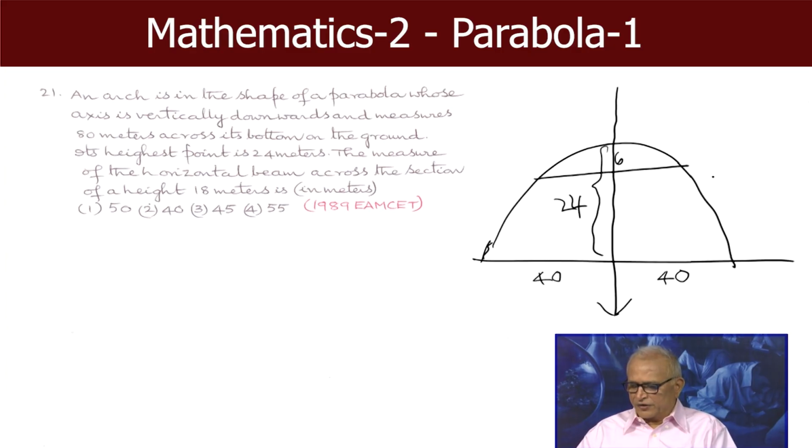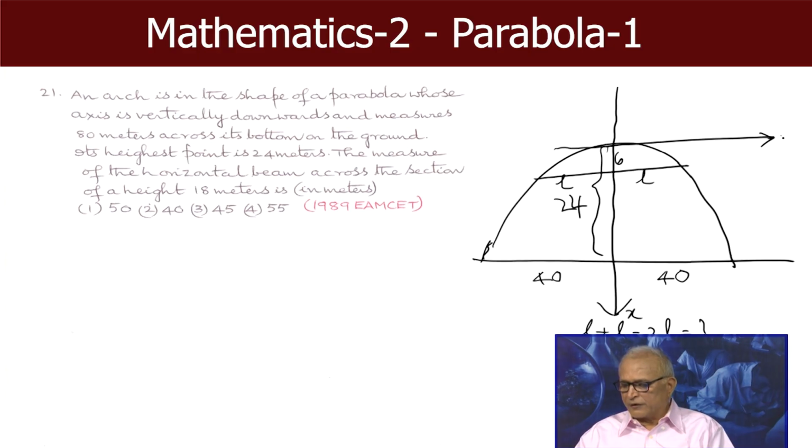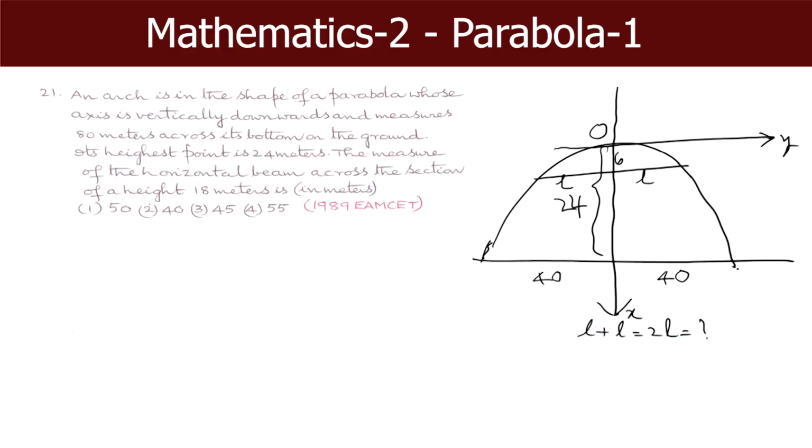ఇది ఎంత అని అడిగారు. సపోజ్ యూ కాల్ ఇట్ యాజ్ L plus L. వాట్ ఈజ్ 2L? దట్ ఈస్ ది మెజర్ ఆఫ్ ది హారిజాంటల్ బీమ్ అక్రాస్ ది సెక్షన్ ఎట్ ఎ హైట్ ఆఫ్ 18 meters. ఓకే, దీన్ని ఎక్స్ యాక్సిస్ కింద తీసుకుందాం, దీన్ని మామూలు పెరాబోలా స్టాండర్డ్ వై యాక్సిస్ కింద తీసుకుందాం. ఇది ఆరిజిన్ అవుతుంది ఇప్పుడు. ఓకే, దీని కోఆర్డినేట్స్ ఏమవుతాయి ఇప్పుడు? ఎక్స్ కోఆర్డినేట్ ఏమో 24, వై కోఆర్డినేట్ ఏమో 40.